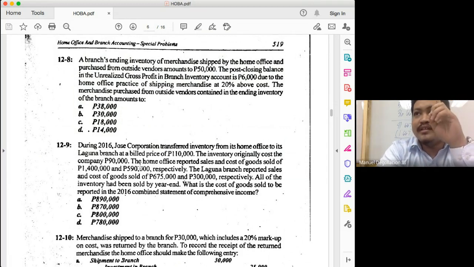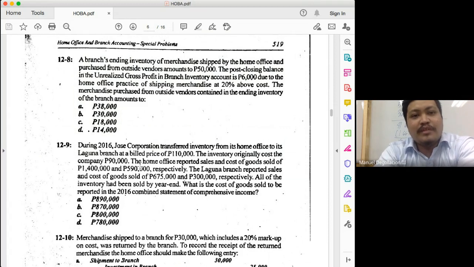The inventories held by the branch, class, come from two sources. One, coming from the home office, and two, coming from outside vendors, class. And of course, goods coming from outside vendors will not have any hidden markup, class. Okay, it is only the goods coming from the home office.